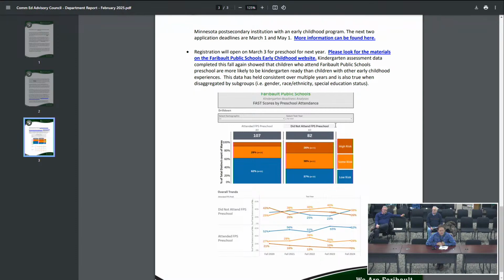One of the other things that I think is also really important from the district perspective is we've done some analysis and have found that over the last 2 years, 83% of the students who attend our Faribault Public Schools preschool matriculate onto our kindergarten. So not only are students doing well, but they're staying with us into that transition into kindergarten. So really excited about that as well. Thank you, Zach.